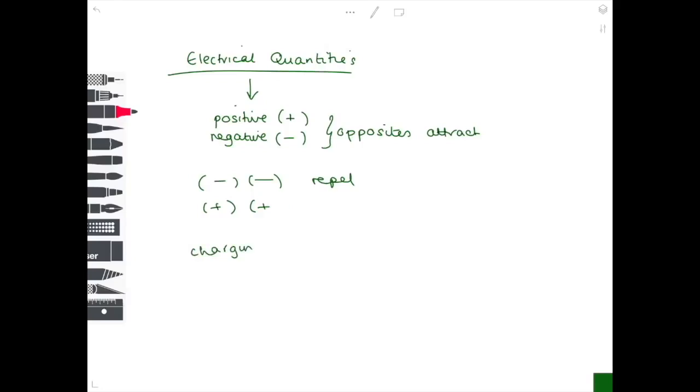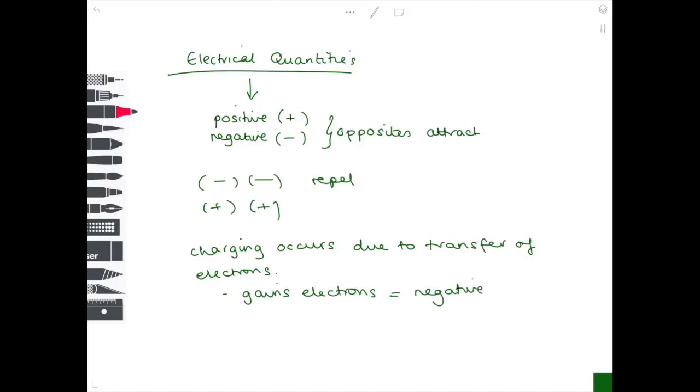So charging occurs due to the transfer of electrons. Remember that electrons are negatively charged. So if an object gains electrons, it will become negatively charged. If it loses electrons, it will, by definition, become positively charged.